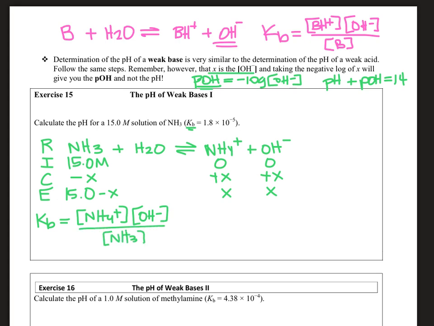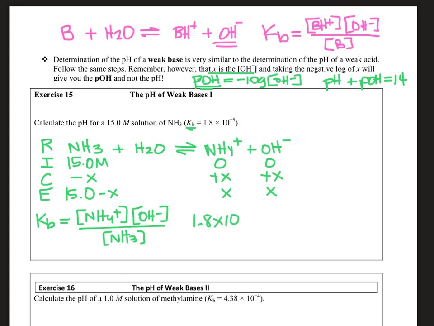If you're writing a Kb expression and you do not have hydroxide on top, something is wrong, okay? So that's really important. Ka should have hydrogens on top. Kb's should have hydroxides, okay? So we plug in and solve. We've done this 8 million times now.